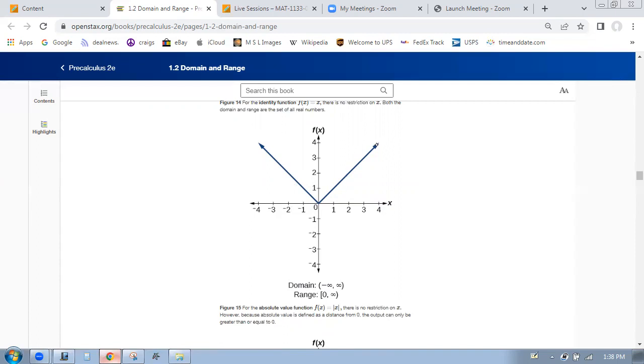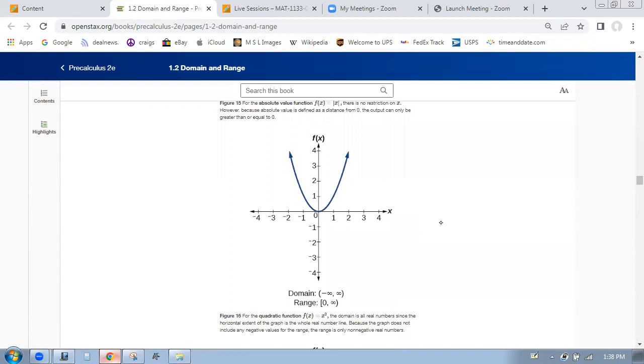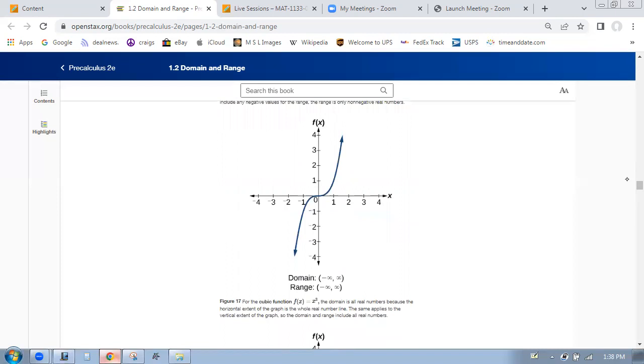Okay? Here's your x squared. It goes forever left and right. There's no vertical asymptotes here, right? The further I go up, the further to the right I've gone. So the domain, again, is all real numbers, forever left and right. The range starts at 0 and goes up to infinity. Here's x cubed, right? Domain, all real numbers. It goes forever left and right. x cubed is a polynomial, right? Remember, for any polynomial, the domain is all real numbers. The range goes forever up and down, so it's all real numbers.